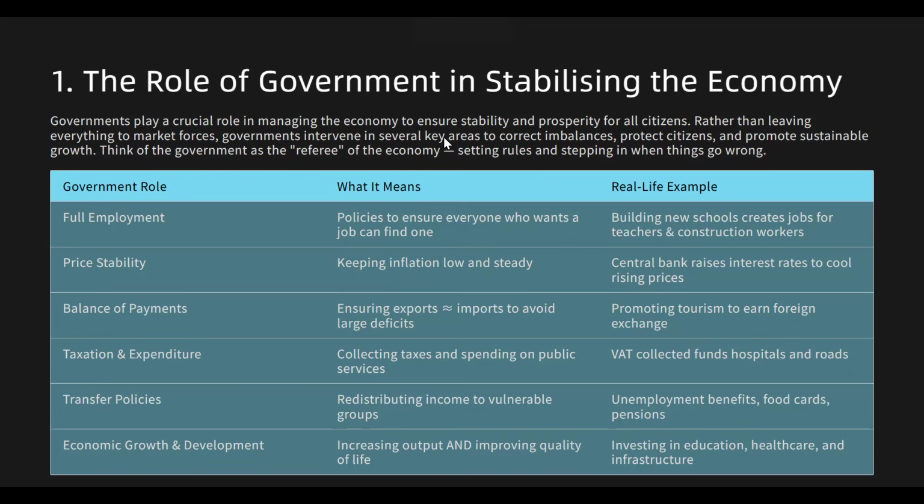And they have to push for economic growth and economic development. So not only should they be selling more goods and services every year, but the quality of life should also improve. People should be happier. People should be more comfortable. All of these are the roles that the government plays in the economy.